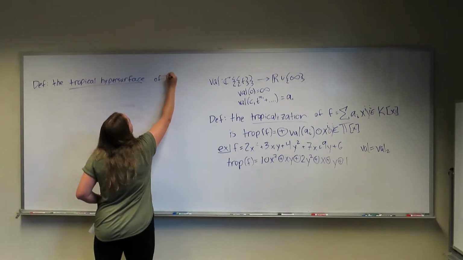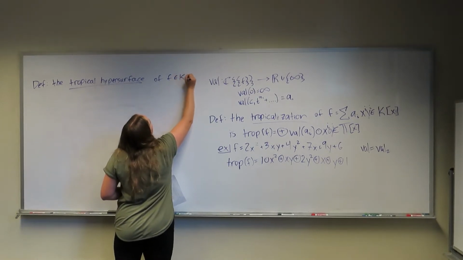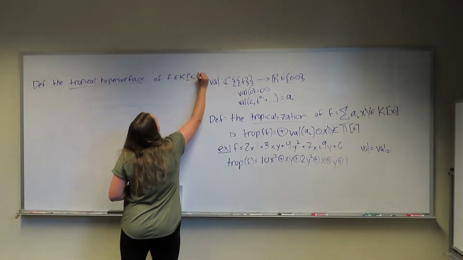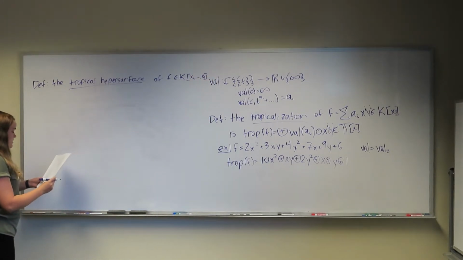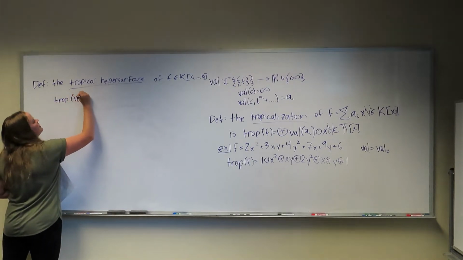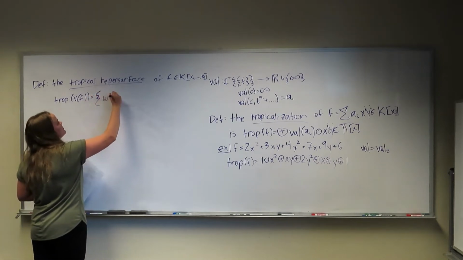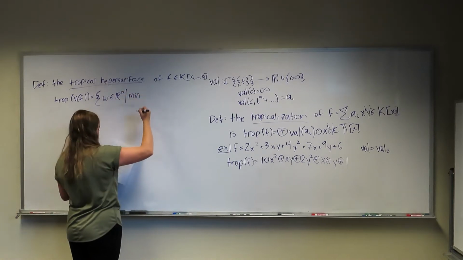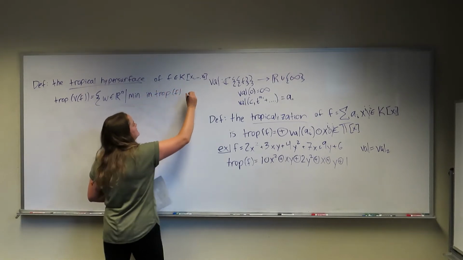Of our f, which is in some field, going to x1. This is trop of the f. Some w in Rn such that the min in our trop f is attained at least twice.